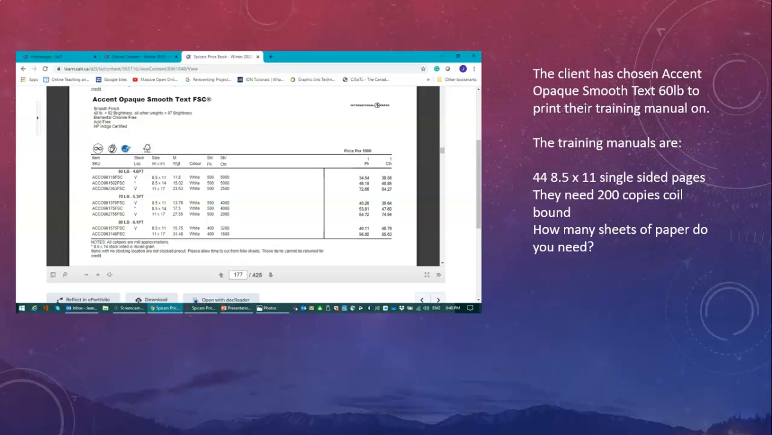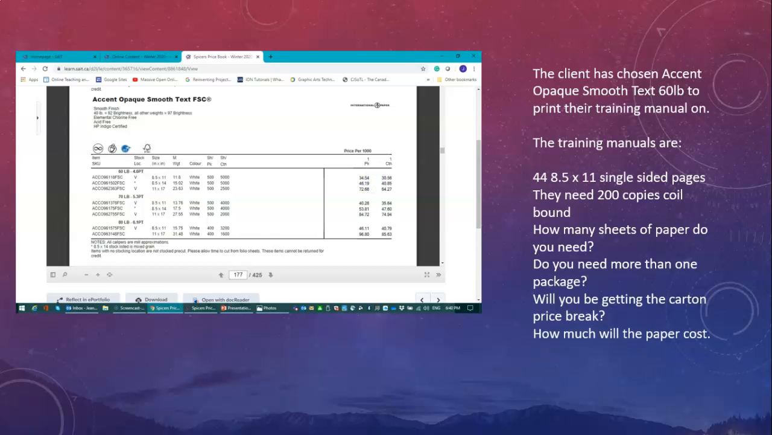All right, so how many sheets of paper do you need? Do you need more than one package? Will you be getting the carton price break? So price per thousand will go down. And how much will the paper cost? So right now, I encourage you to pause the video and see if you can come up with these answers right here. How many sheets? Yes, no, whatever, and go through there. Okay, so pause the video and try and figure those out.